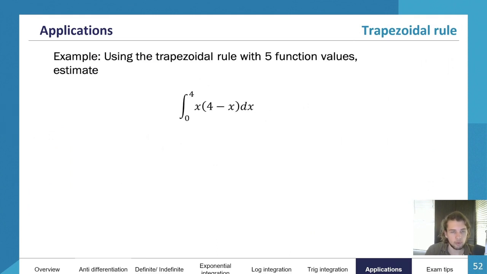Our last example will be us looking at actually applying this trapezoidal rule for this function here. So we want to estimate the area here. So we're not actually going to do the integral, sorry. We're going to find the area at different points. So with 5 function values, estimate. So that's saying with 5 different points along the line.